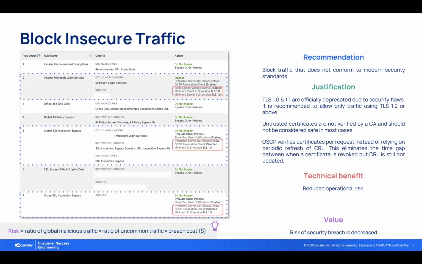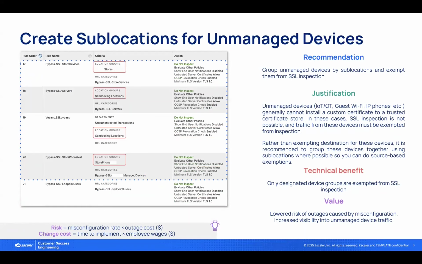This eliminates the time gap between when a certificate is revoked and the CRL is updated. Next, it's recommended that you create sublocations for unmanaged devices. Unmanaged devices, like IoT and OT devices, guest devices, and so on, cannot install a custom certificate in most cases. This means that SSL inspection is not possible for these devices, and traffic from these devices must be exempted from inspection. Rather than exempting destinations for these devices, it's recommended that you group these devices together using sublocations where possible, so you can create source-based exemption policy.